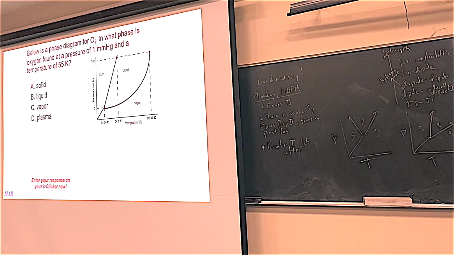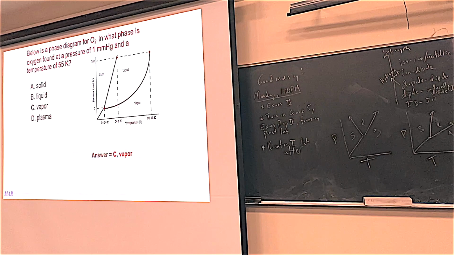Outstanding. So to read this, pressure is the Y and temperature is the X. 55 Kelvin, there's not a specific part, but you can see it's to the right of this one, so maybe right there or so. But 1 millimeter mercury, this is 2 millimeters mercury, so one would be about there. You're going to go over this way. You're crossing through the solid-gas or solid-vapor line. So I would think that point would be right around there, and that's definitely the gas or vapor phase. Yeah, nice job.